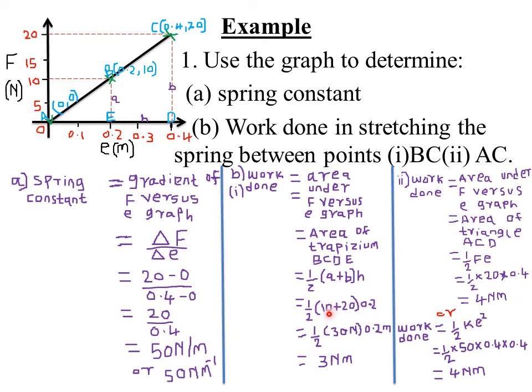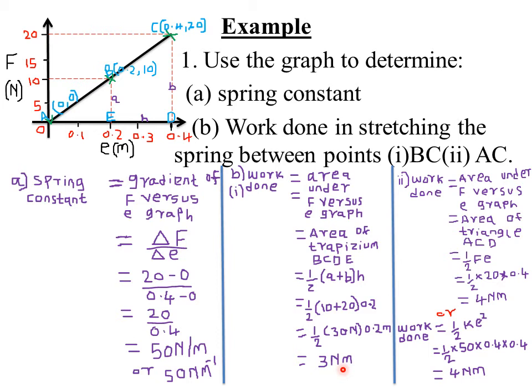Now you take the sum of 10 and 20, you obtain 30 Newton. So the area will be equal to a half times 30 times 0.2. Now remember that if you take this 0, we remove this decimal point, so that you have 3 times 2, which is 6. So 6 divided by 2, you obtain 3. The units will be Newton meter, because this was force, which was in Newton, then this was extension, which was in meter. So you take Newton times meter, you obtain Newton meter. So the work done will be 3 Newton meter.